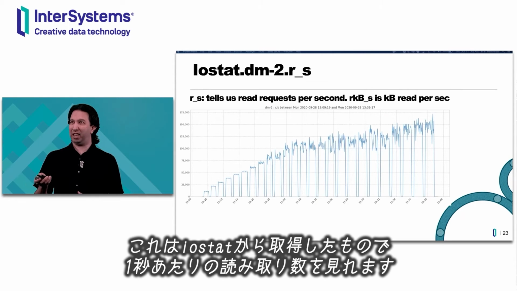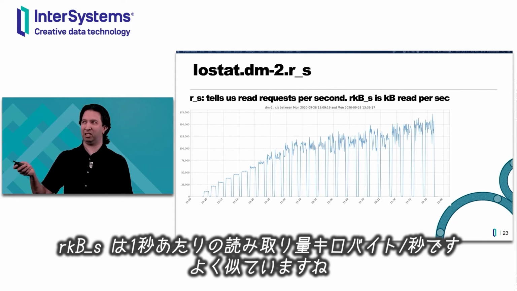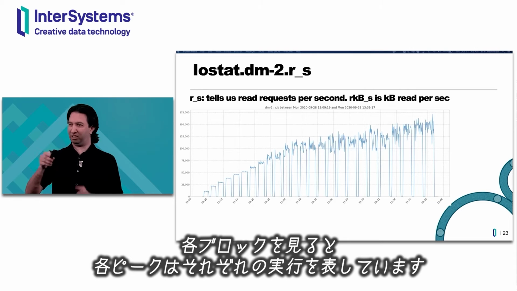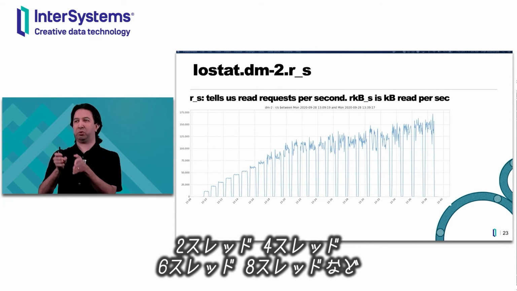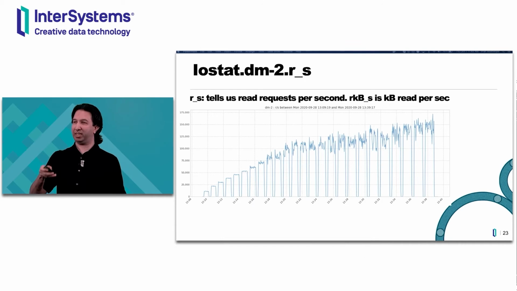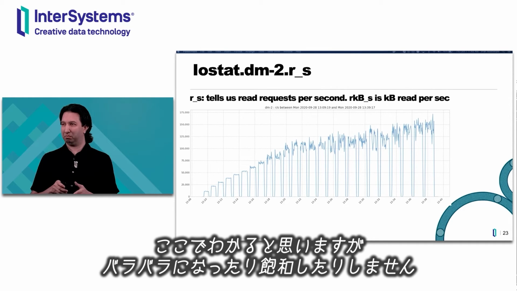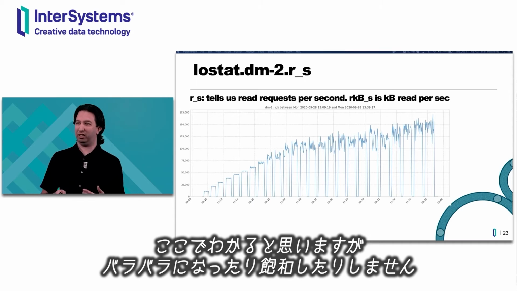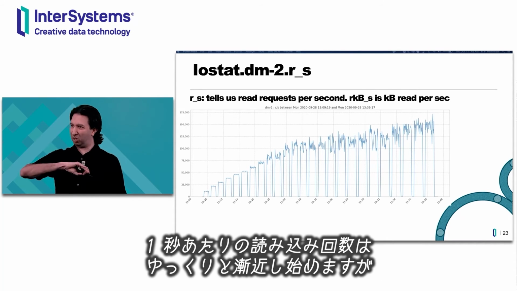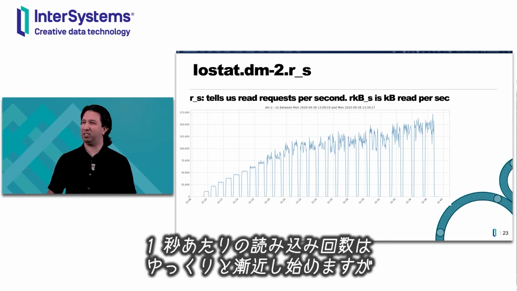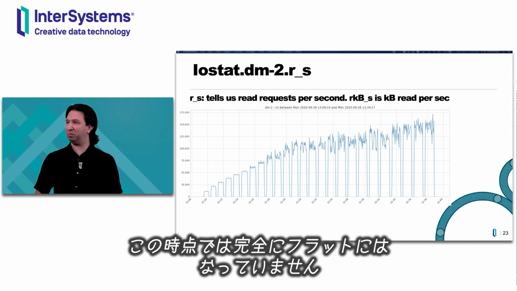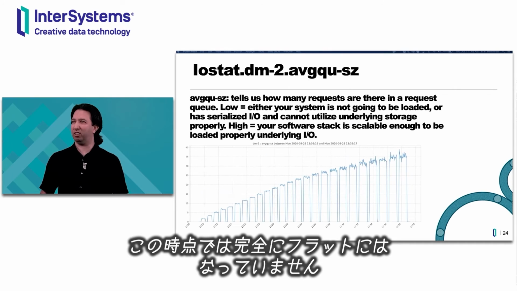This is from iostat. You can see the reads per second. Our KB per sec is kilobytes read per second, which looks very similar to this. You can see each block, or each peak here is one of the runs. 2 threads, 4 threads, 6 threads, 8 threads, and so on. And you can tell here it does not start to get ragged. It doesn't start to saturate until well after 8 threads. It does slowly start to asymptote out as to the reads per second, but it's not fully flat by this point at all.